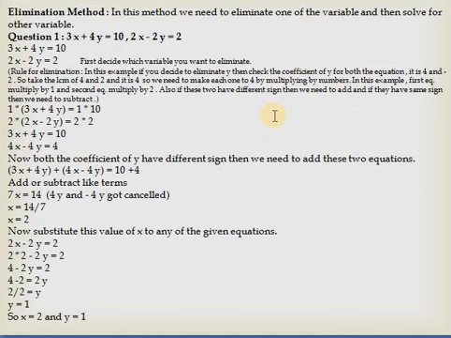Now the elimination method. In this method we need to eliminate one of the variables and then solve for the other variable. Like the question, 3x plus 4y equals 10 and 2x minus 2y equals 2. First we need to decide which variable we want to eliminate. So the rule for elimination: in this example, if you decide to eliminate y, then check the coefficient of y for both equations. It is 4 and minus 2.